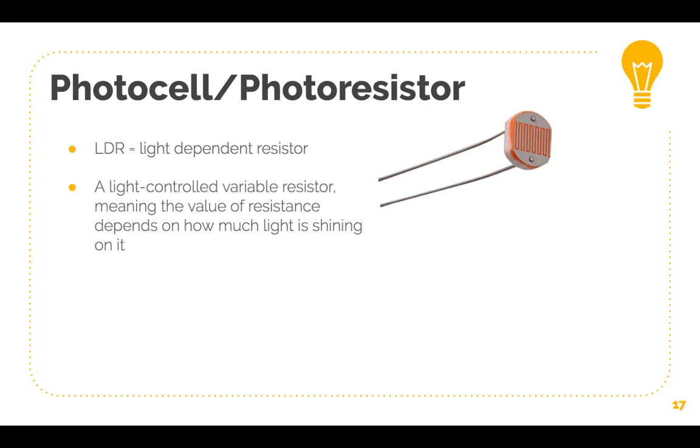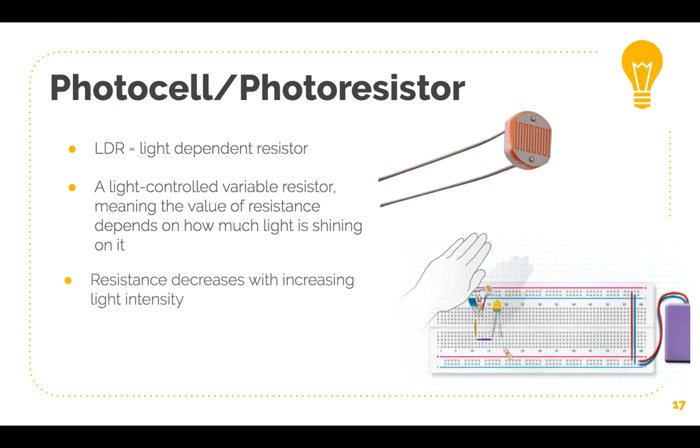An LDR is a light-controlled variable resistor, meaning the value of resistance depends on how much light is shining on it. This is an example of what a photoresistor or an LDR looks like. It almost looks like a solar cell, so it could be easy to remember. This is a very blown up image. They're actually super, super tiny in real life.